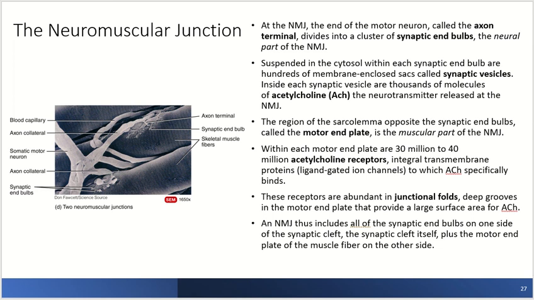So these receptors are going to be very abundant in the junctional folds. And these are just basically deep grooves in the muscle end plates that are going to provide a large surface area for that acetylcholine to be able to bind.